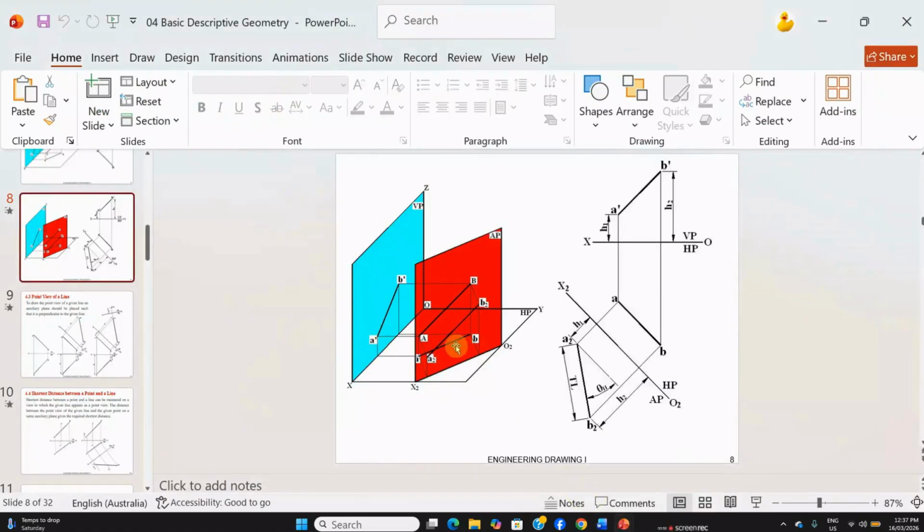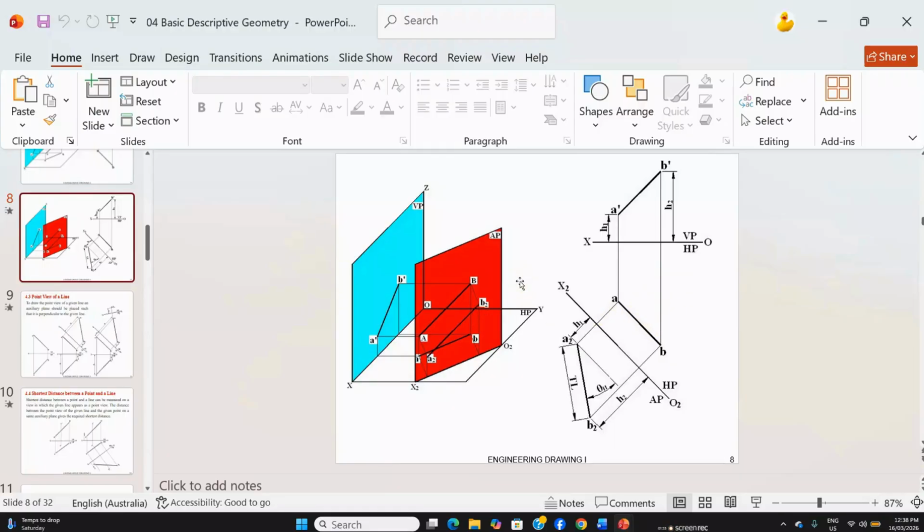As you can see here, this is a projection of a line which is neither parallel to horizontal nor to vertical. So how do we make sure that the line is neither parallel to horizontal nor to vertical? Here you can see that S1 and S2, these heights, are different. That means this line is not parallel to the horizontal plane. At the same time, this distance and this distance are not the same. That means this line is not parallel to the vertical plane as well.